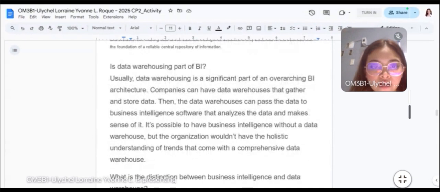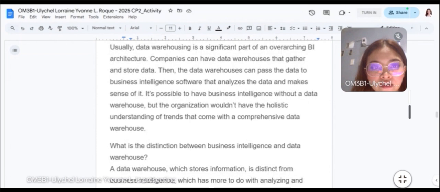Is data warehousing part of BI? Usually, data warehousing is a significant part of an overarching BI architecture. Companies can have data warehouses that gather and store data. Then, the data warehouses can pass the data to business intelligence software that analyzes the data and makes sense of it. It's possible to have business intelligence without a data warehouse, but the organization wouldn't have the holistic understanding of trends that come with a comprehensive data warehouse.